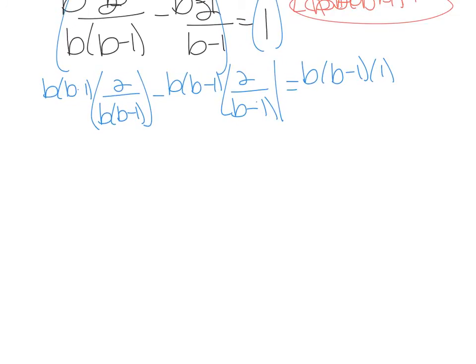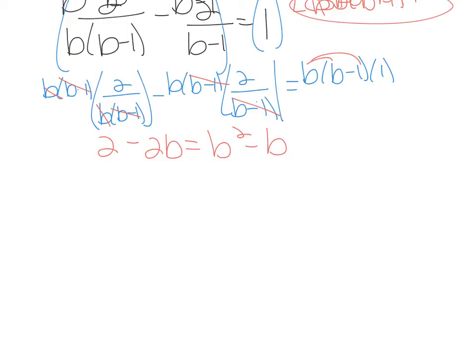So notice for that first term, the b's cancel out, and the b minus 1's cancel out, and you're left with a 2. For the second one, only the b minus 1 cancels out. Negative b times 2 gives me a minus 2b. Over here on the right-hand side, that times 1 is just going to give me itself, but I can go ahead and distribute that b. So we should have b squared minus b. Notice I have a squared term, which means I'm going to have to solve by factoring.